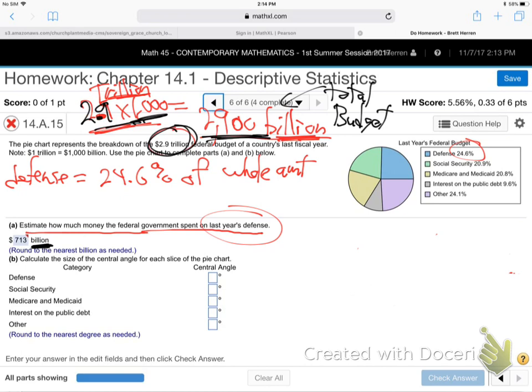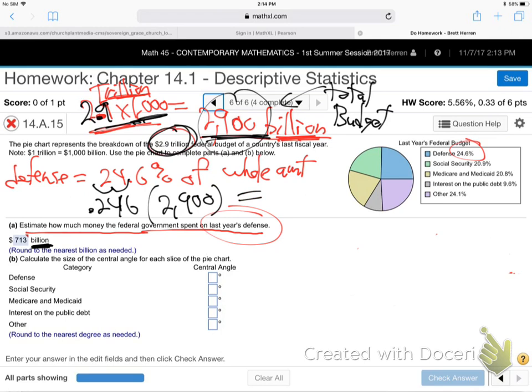How much is spent on defense? 24.6% of the 2,900 billion, because that's the whole thing. It's 24.6% of the whole amount. So change that to a decimal, 0.246 times 2,900. Use your calculator.